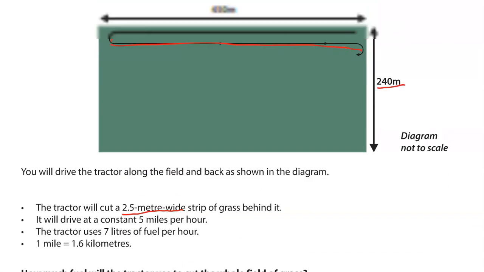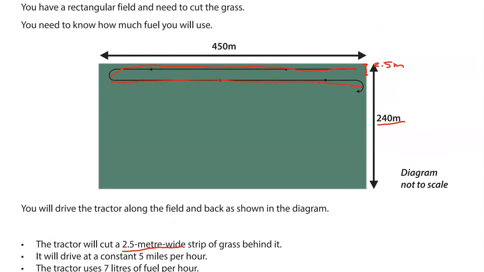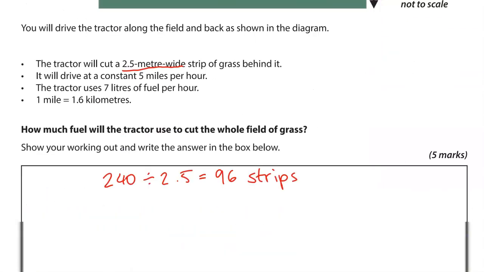96 strips. Now how long are they? They are 450 meters each. So 96 times 450 gives us 43,200 meters. So we've got the total length in meters, but we're working here with kilometers, which we need to convert into miles.